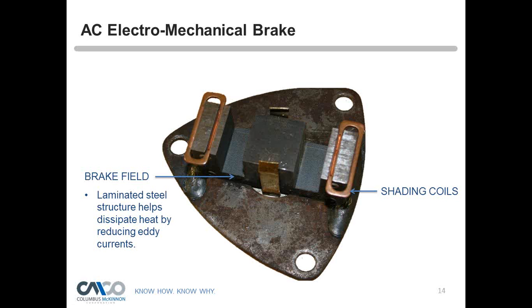And we also have shading coils. And this shading coil here helps maintain the electromagnetic field because of the AC currents and the fluctuations of the current going back and forth and actually passing through zero voltage. That can affect the magnetic field. So what these shading coils do is help maintain that electromagnetic field.